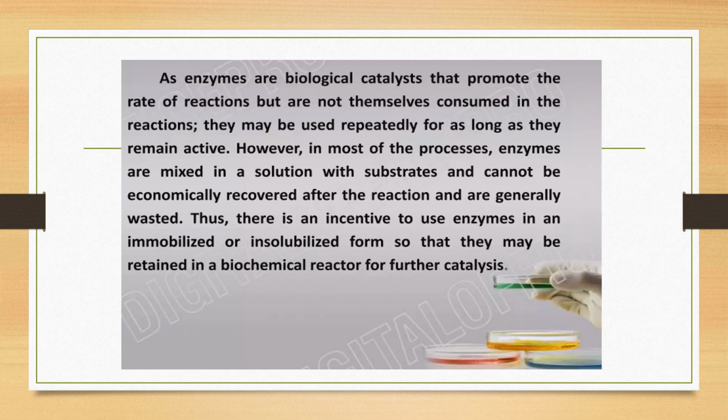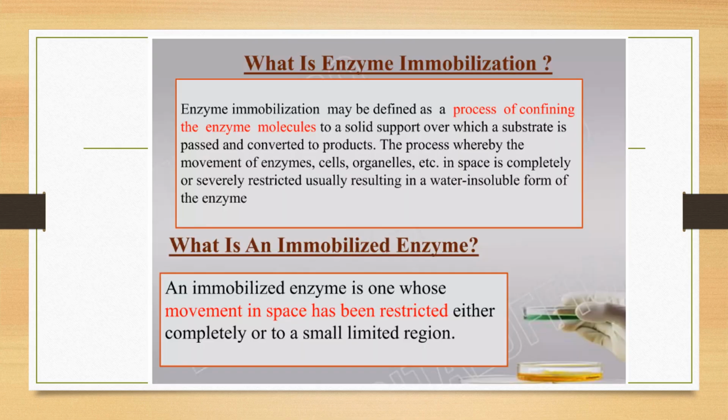Okay, so now we understand that in order to recover the enzyme, some method has to be implemented so that the wastage of enzymes in each reaction can be reduced. So enzyme immobilization is a method of confining the enzymes to a solid support so that the substrate can be passed over this support and will be converted into a product. Okay, so that process is known as enzyme immobilization.